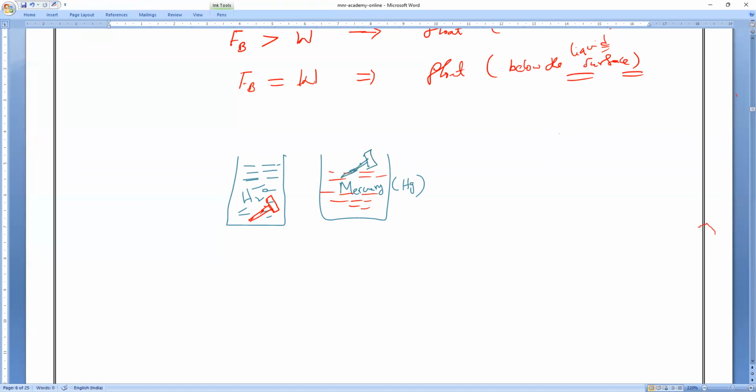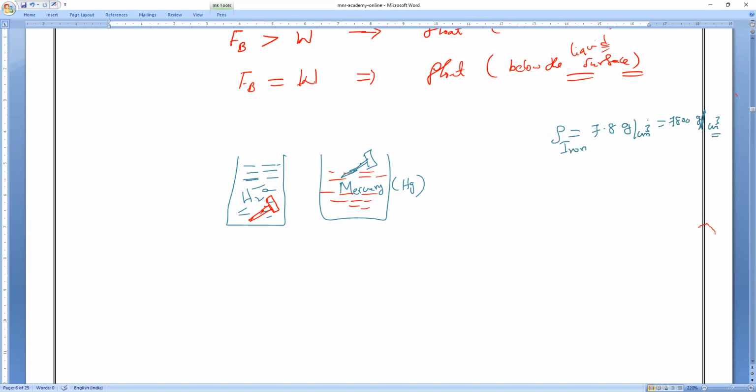Because I will say, listen, the density of iron is 7.8 gram per cubic centimeter. What is that, everybody? Gram per cubic centimeter. So the density of iron is 7.8 gram per cubic centimeter, or we can say 7,800 kilogram per cubic meter.